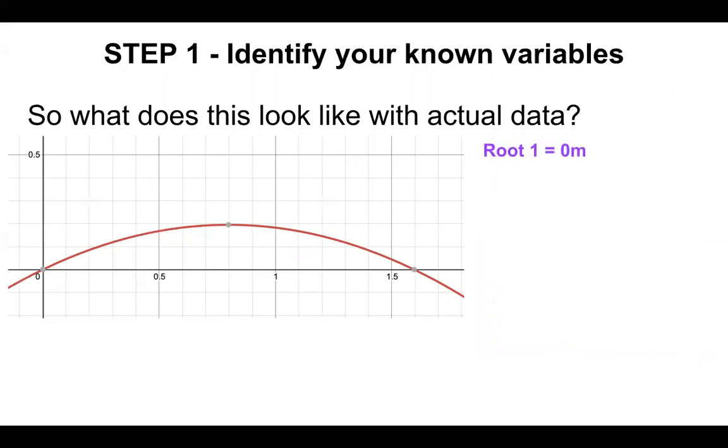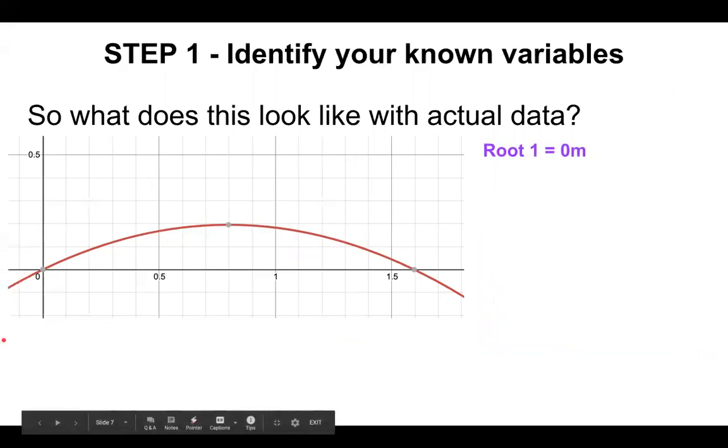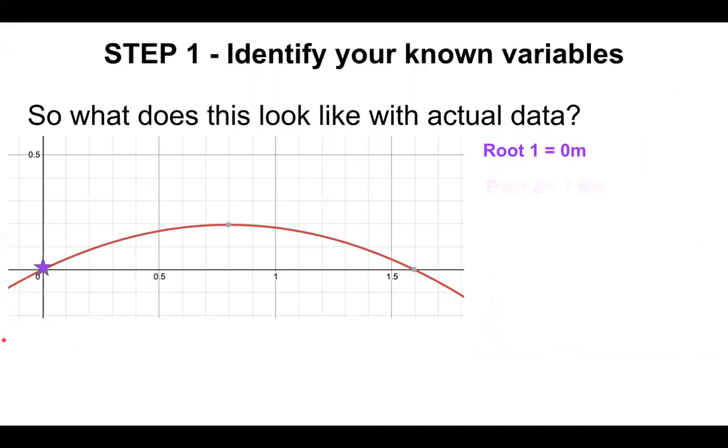Root 1 is actually going to be 0 for all of you. It's going to be at that starting location where that purple star is. Root 2 in this particular graph is 1.6 meters. So that is where my projectile hit the ground from the starting location. That's the maximum distance, root 2. And so I have a number for it. My vertex was 0.8 meters out from my starting point and 0.2 meters up. You can see that in the graph. Boom, that's where my star is.